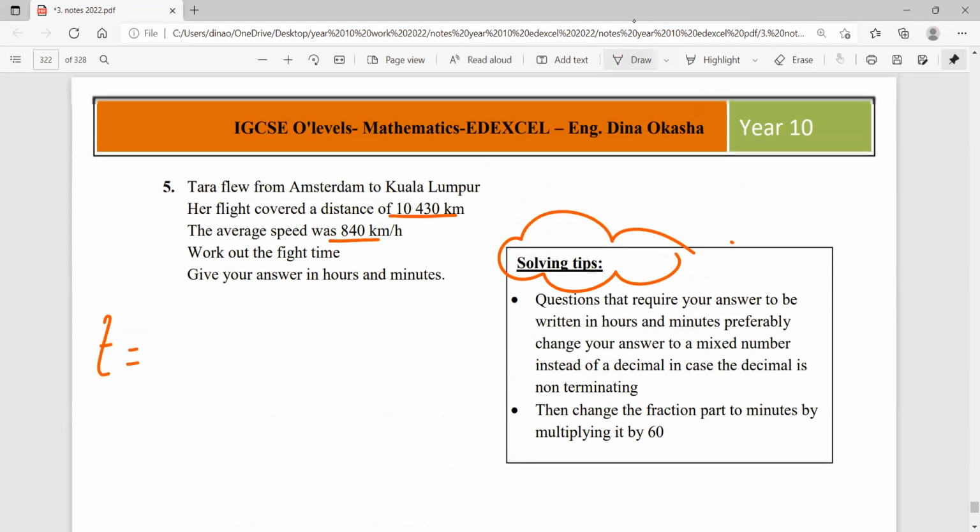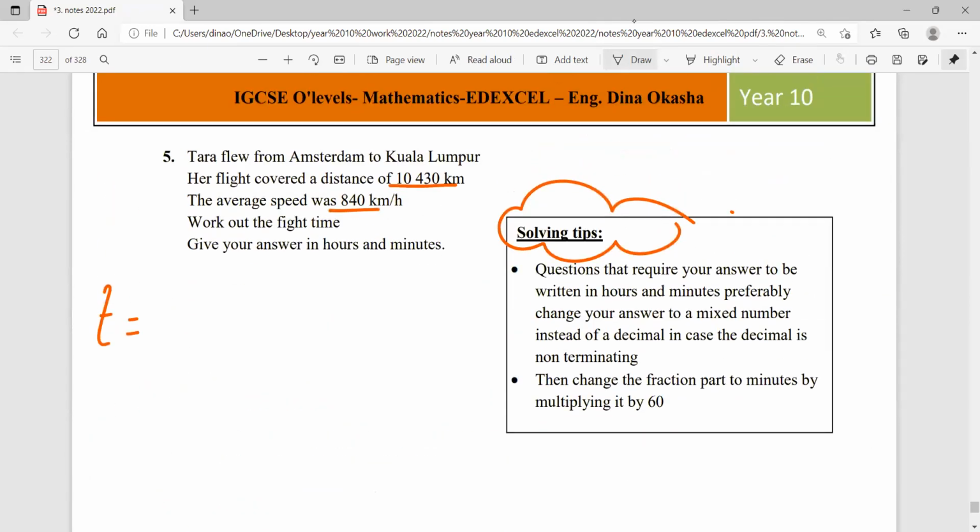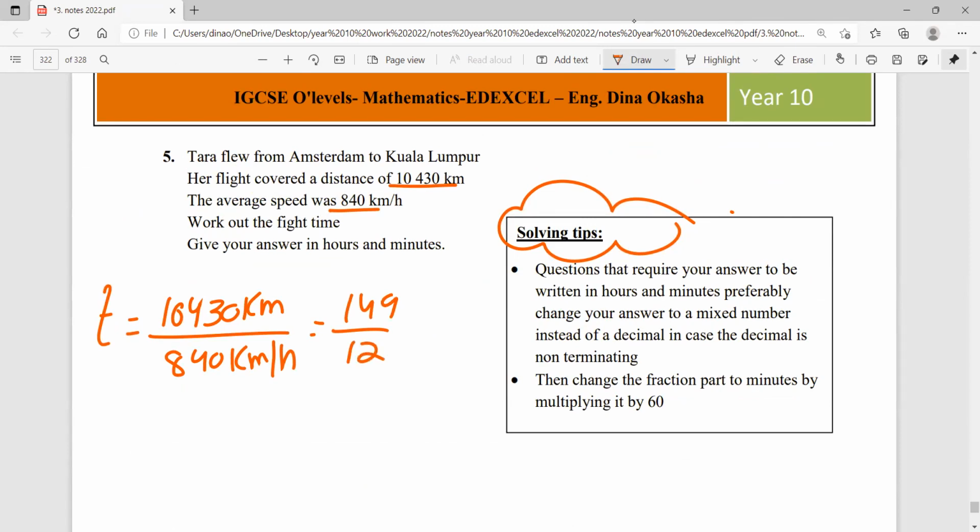Where's the triangle? Yes, the time is distance over speed. So let's write the distance. And always, it is better that you write the units: 10,430 kilometer over the speed, which is 840 kilometer per hour. On the calculator, 10430 over 840 gives me 149 over 12. Now if you press on decimal it's a non-terminating decimal, so please don't do that.